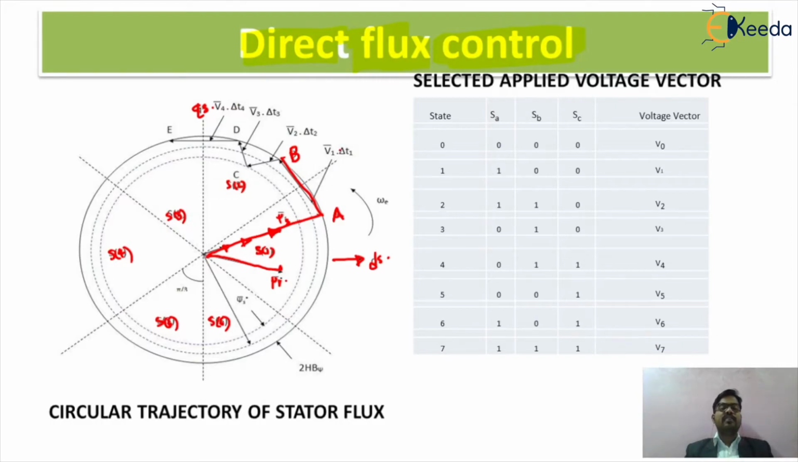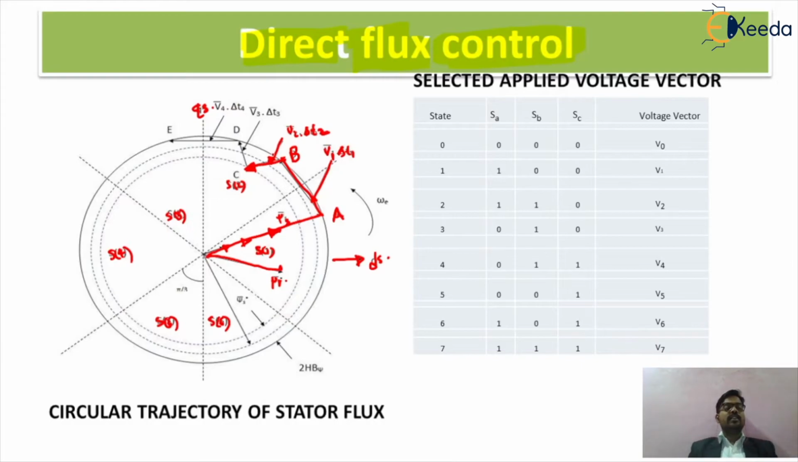In that particular direct flux control, we are getting the value of voltage, that is V1 into del T1. So in that figure, we are moving from point A to B along the circular trajectory of the stator flux. Now the point will move toward point C, and while it moves toward point C, we are getting the stator voltage V2 into del T2, with respect to time T2.